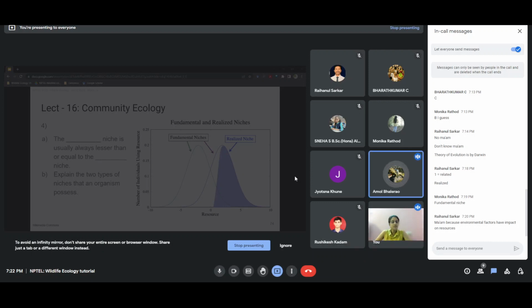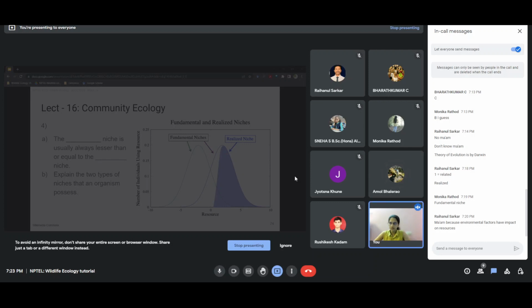Any guesses? The organisms present in the environment may utilize the same resource. Yeah, there will be competition, and predation also. Yeah, Amol, you're correct. What is happening in the case of competition? In competition, the two different species utilize the same resource.